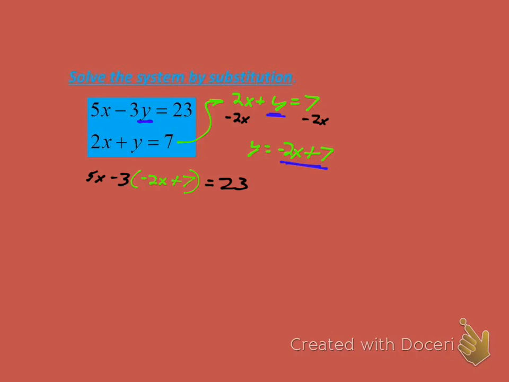From there, you go through the motions to solve that equation. You have a single equation with one variable in it. You guys know how to do that. Your next step is distribute. So you get 5x plus 6x minus 21. Don't forget about this negative going to the second term. So minus 21 equals 23.